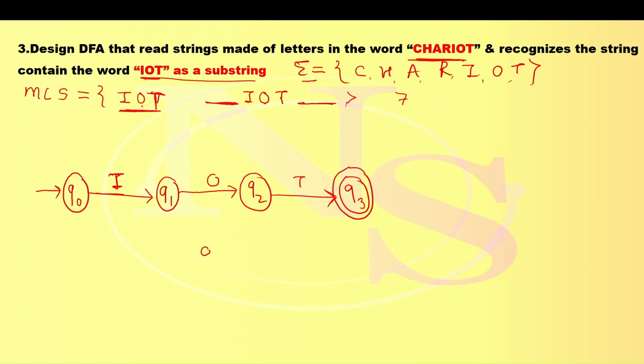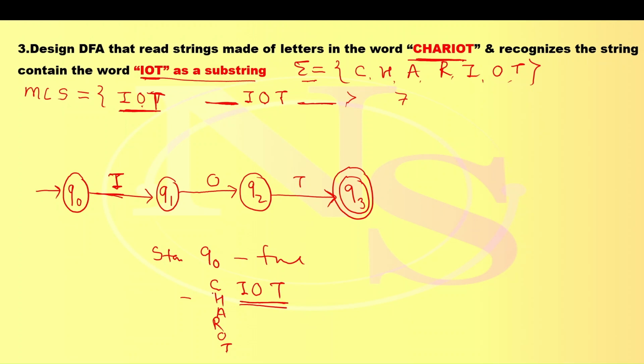I want to find the transitions from Q0. Ask yourself how to reach Q0 from the starting state, and how to reach the final state from Q0. Starting to Q0 is the same state, so nothing is there. Q0 to final, I need to read IOT. At Q0, I need to find transitions for the remaining 6 symbols because the transition for I is present. Other than I, what is there? C, H, A, R, O, T. Our target is that IOT should be present.